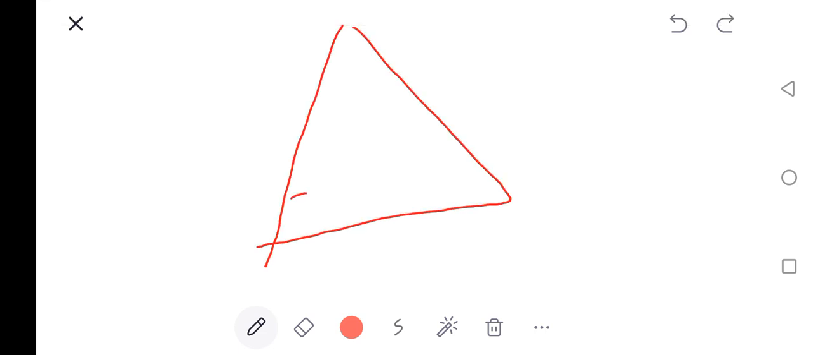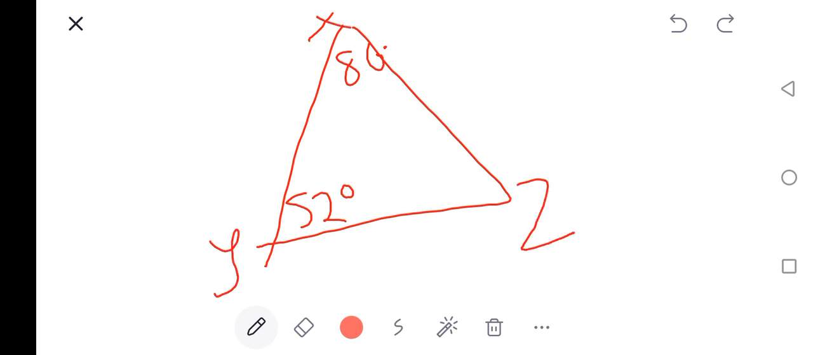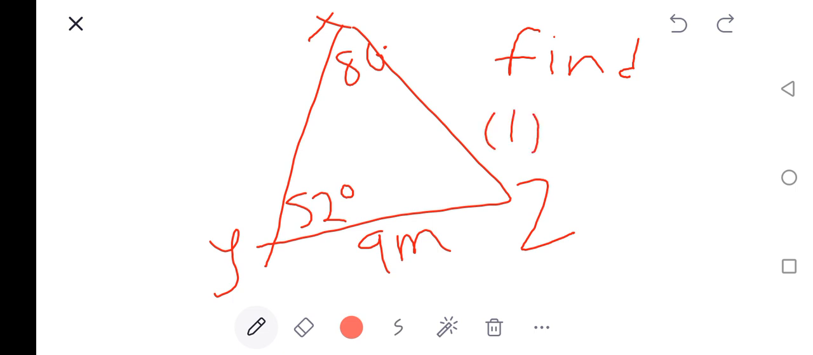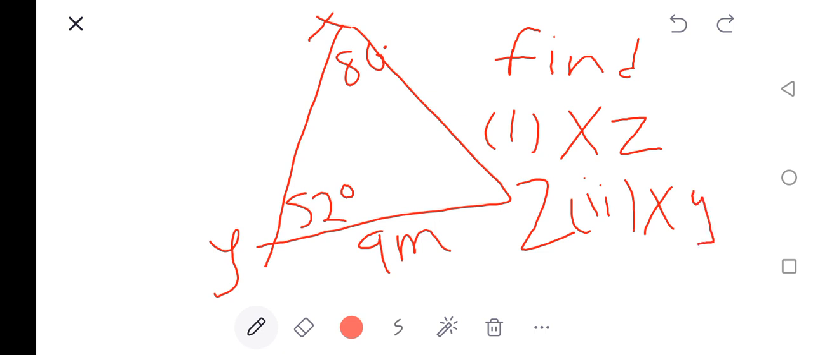So in part 2, we are trying to look at what happens when we are given two angles. Let's say I'm given 52 degrees with 8 here, and this is X, Y, Z. Maybe I am also given 9 meters here, and then they ask me to find number 1, X, Z, and then imagine they ask you to find X, Y. So copy that question. Such questions carry 5 marks.